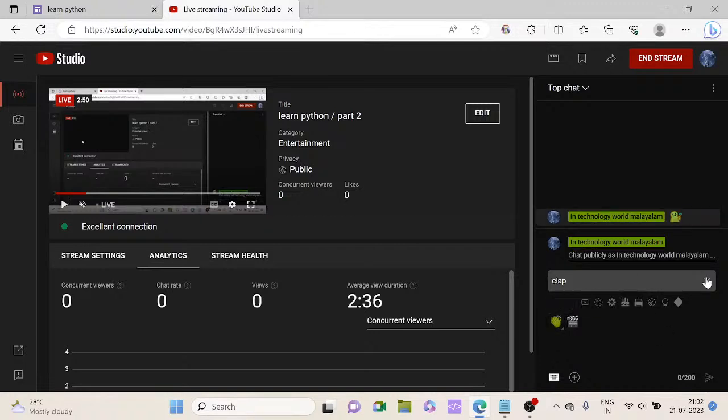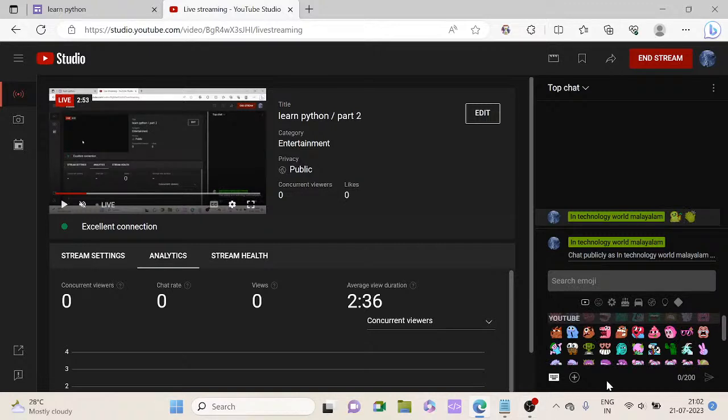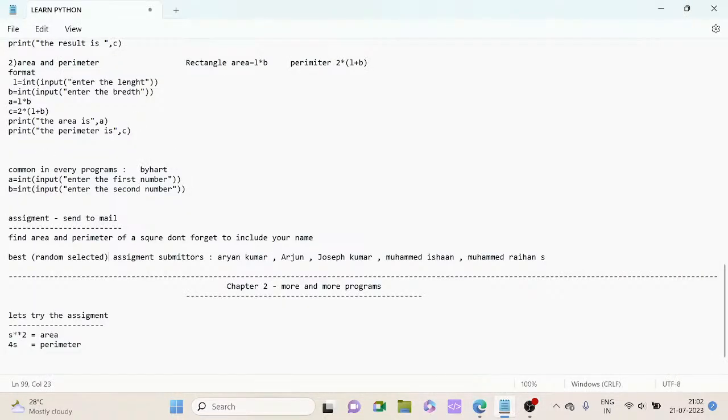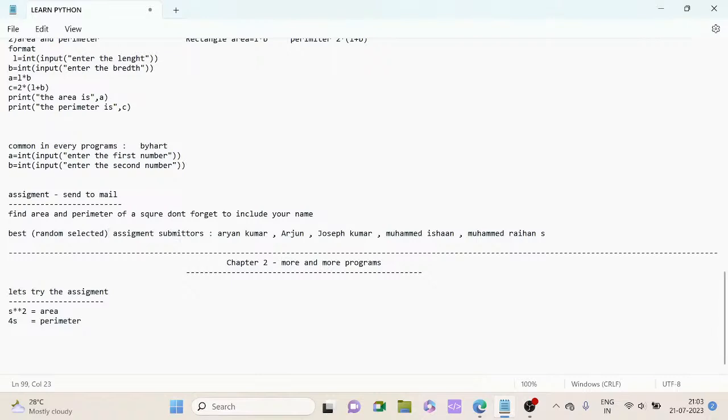So now let's discuss the homework. Our assignment was to find the area and perimeter of a square with Python. You all know the area of a square. Daily from 9 o'clock to 9:10, we will be doing the last day's assignment, and at 9:10 we will shortly start the class.